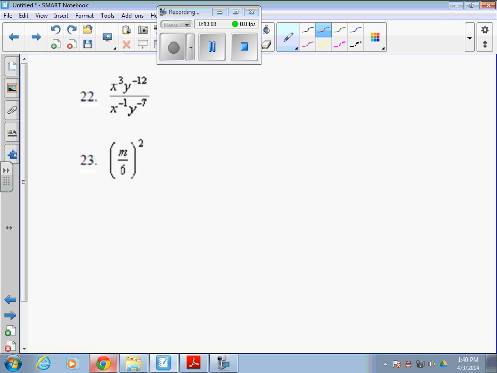And then you're doing the same thing for 22. X to the third over x to the negative 1. So that becomes x to the 3 minus negative 1. Okay, y to the negative 12 minus negative 7. Minus a negative. Remember what that means. It means plus. Minus a negative means plus. So 3 plus 1 is x to the 4th power. Y, negative 12 plus 7 is y to the negative 5th.